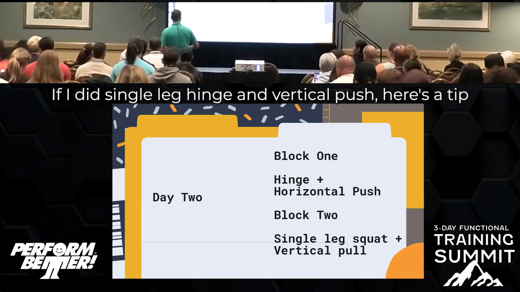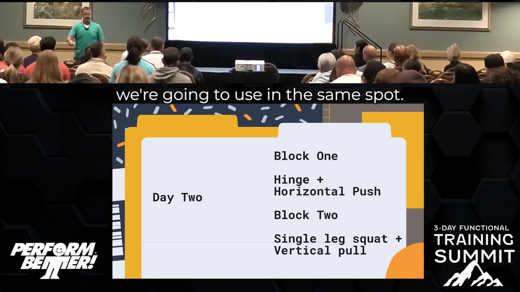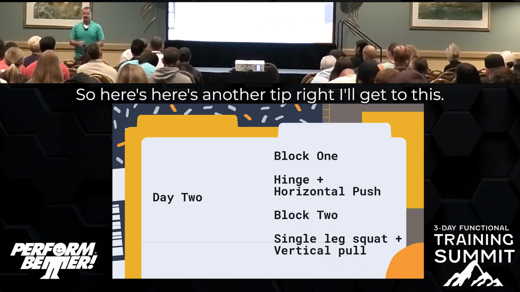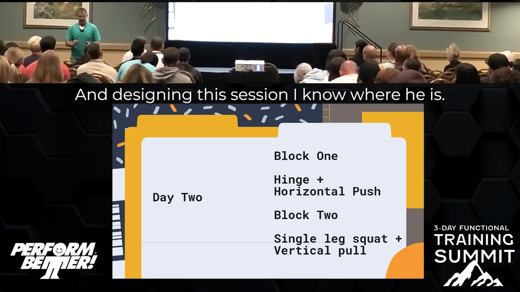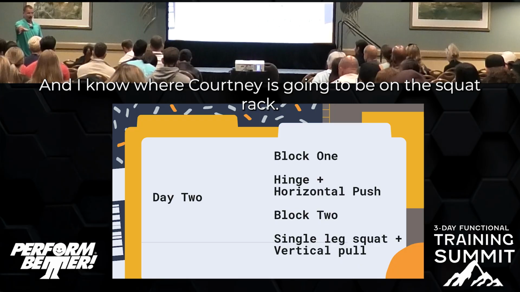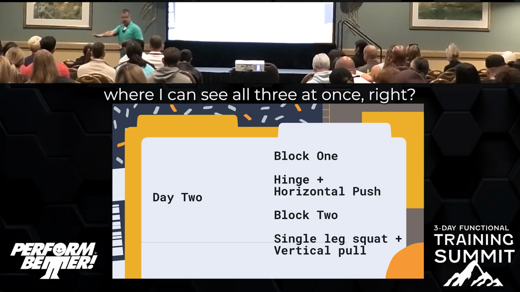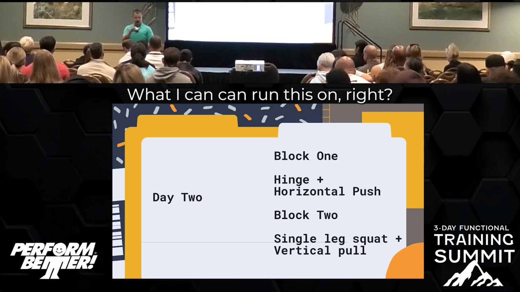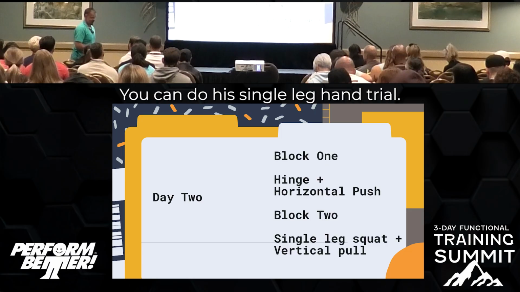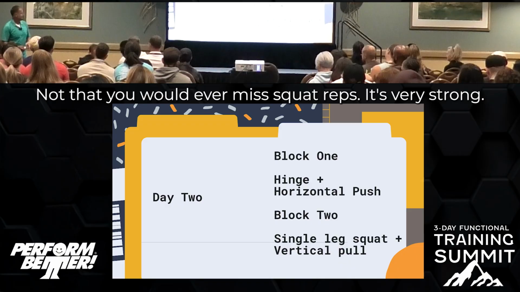If I did single leg hinge and vertical push, here's a tip. We put the weights we're going to use in the same spot. So Adrian just stays in that area. Here's another tip, I'll get to this in designing the session. I know where he is. And I know where Courtney's going to be on the squat rack. I just have to find where May's going to be. And I'm going to position myself where I can see all three at once, where I can run the zone. I'm not going to be standing watching Adrian do his single leg hinge while there's a near-death experience happening on the squat rack behind me. Not that you would ever miss a squat rack, which is very strong.